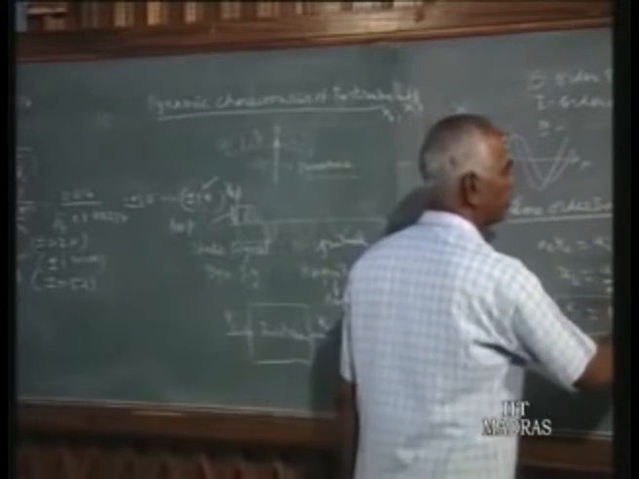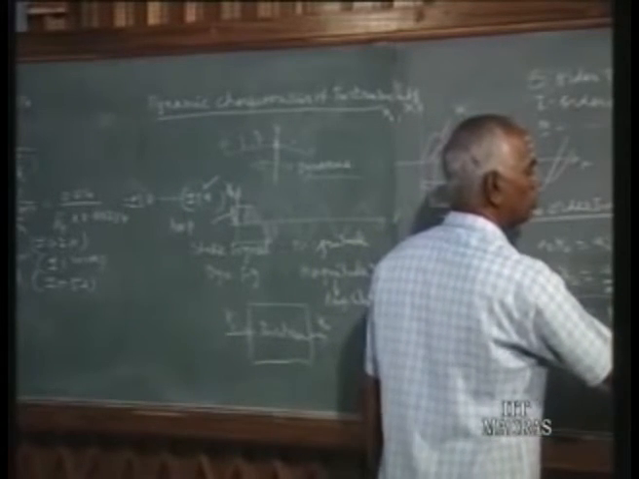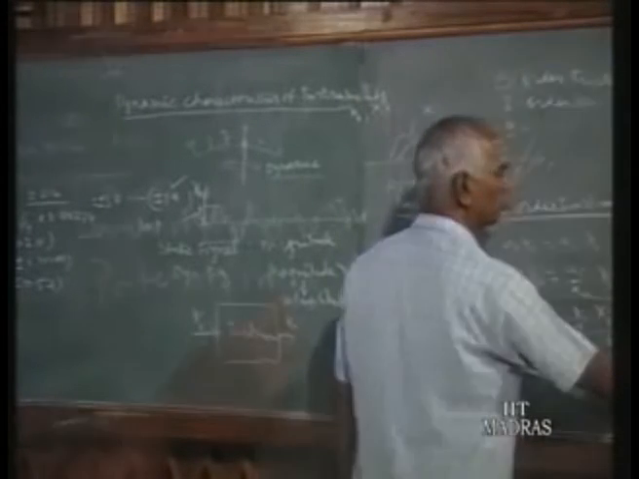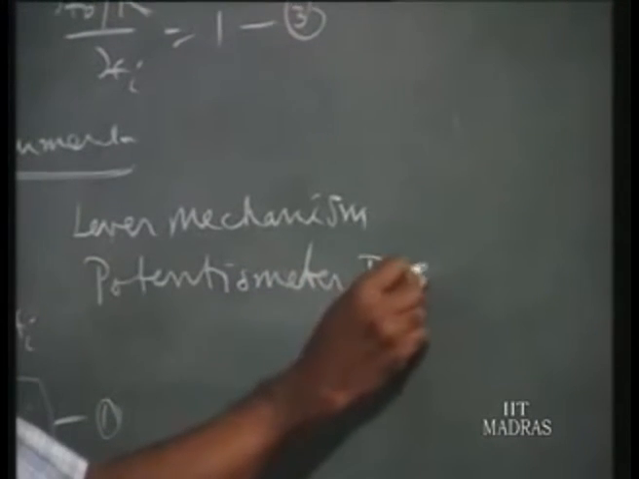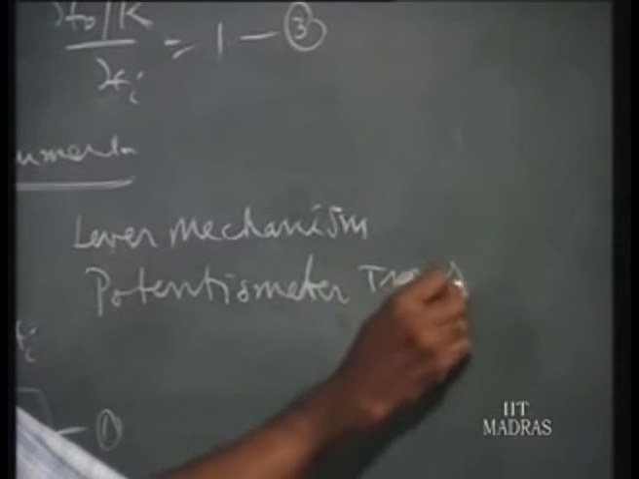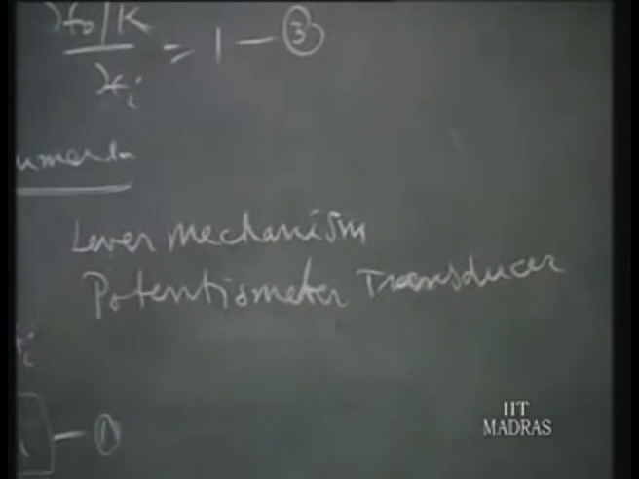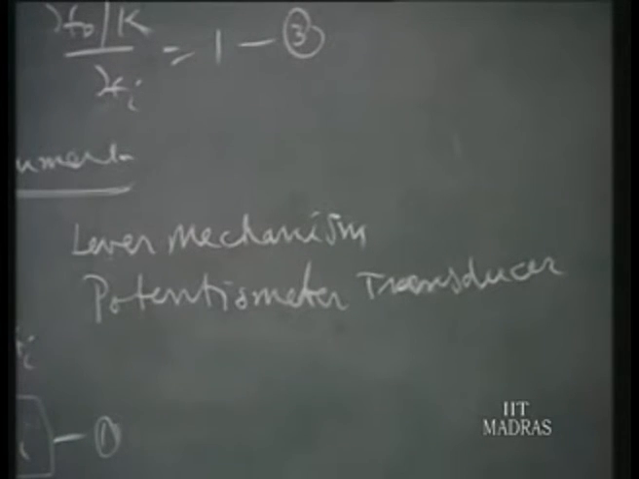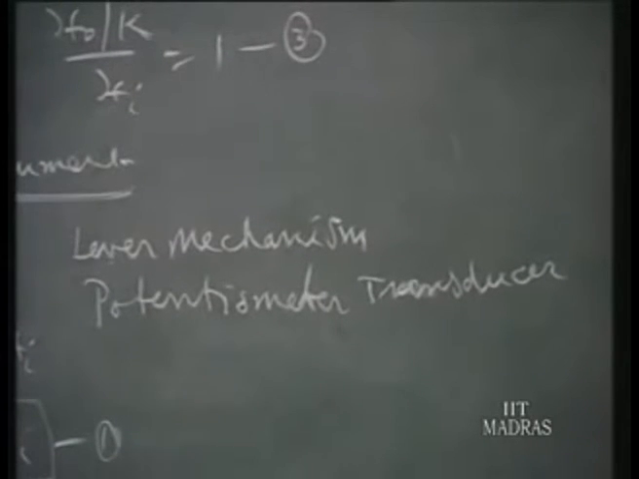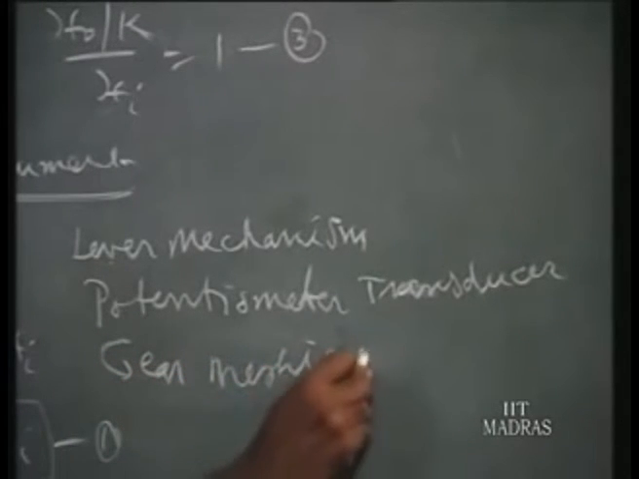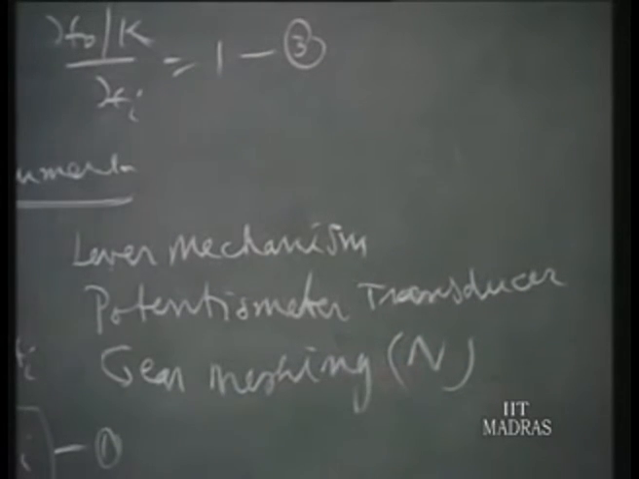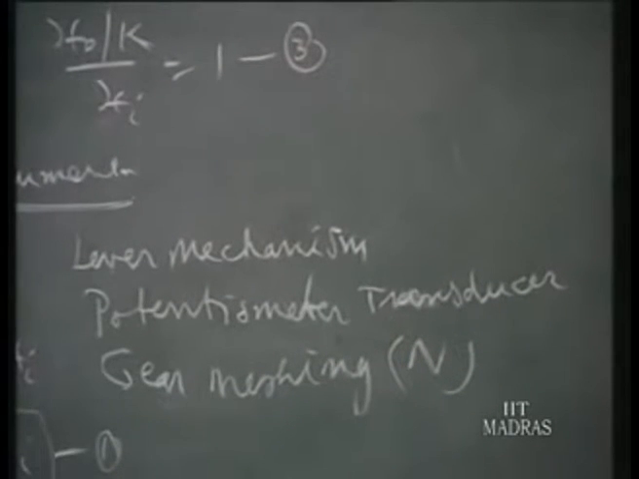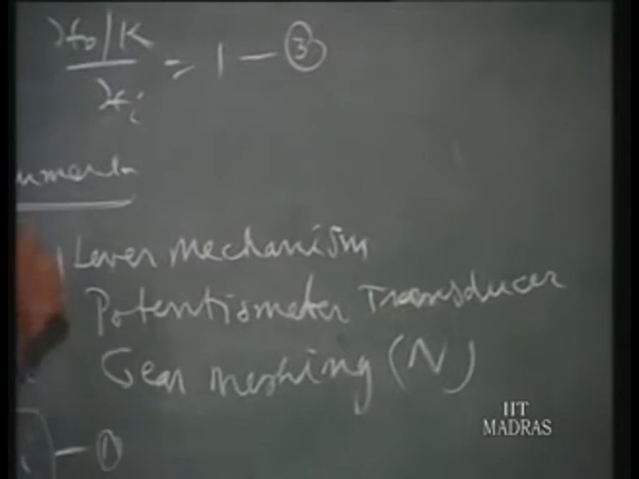Or a potentiometer transducer, where displacement is converted into a voltage. There also we find the moment you move, the output voltage appears. Or a gear machine with a definite velocity ratio n. The angular rotation theta appears as n times theta at the output shaft. So these are the three mechanisms.